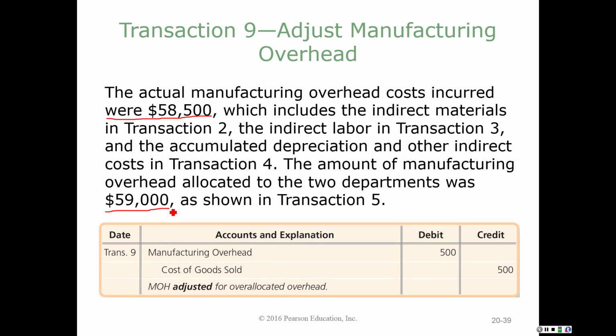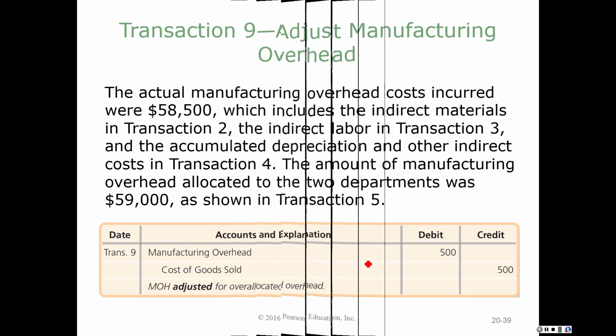And where did that go? That overhead went to finished goods, and then it went to cost of goods sold. So I've put $500 too much into cost of goods sold. I need to correct it. I take the $500 out of cost of goods sold. I put it back into my manufacturing overhead account, which will now cause this manufacturing overhead account to have a zero balance. That's our adjustment at the end of the period.